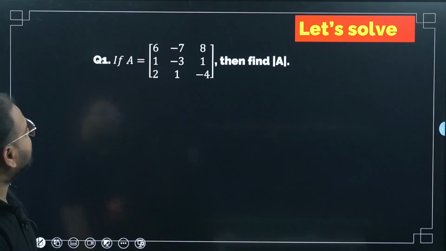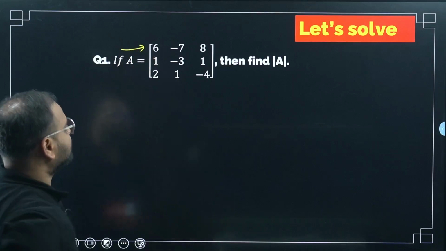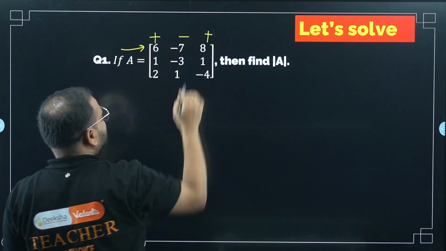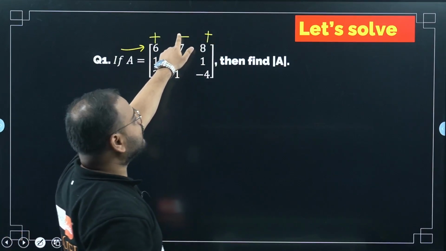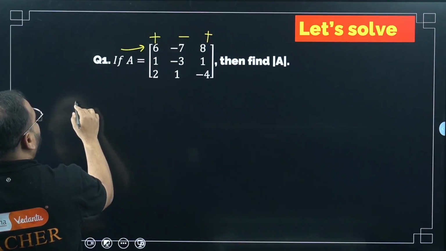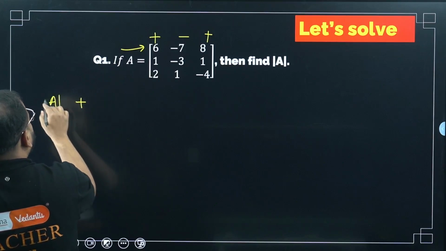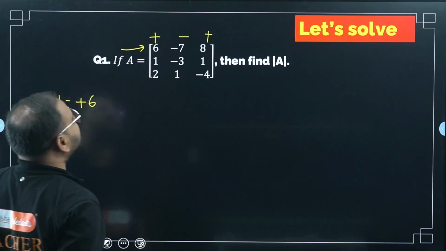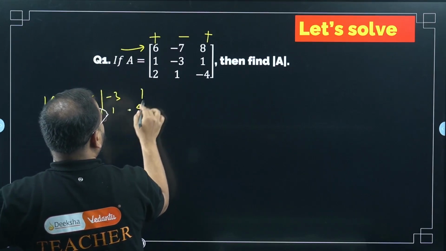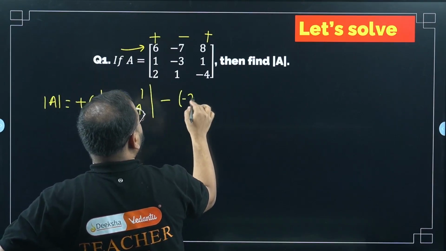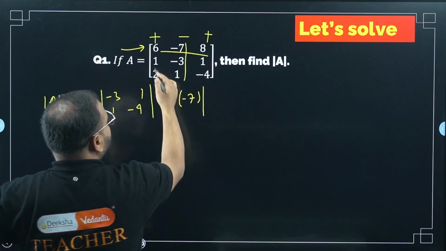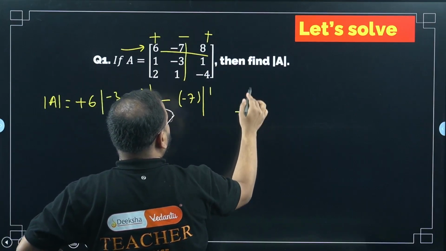If I'm doing across row 1 only, how will I do? First one is plus, this is minus, this is plus. A11 is positive, A12 negative, A13, 1 plus 3 is positive, so I am taking like that. So the determinant of A will be given by plus 6 times, you don't have to write plus, minus 3, 1, 1, minus 4. Next will be minus of minus 7. If I take this case, I am cancelling this and this. What is left now? 1 minus 4 and 1 2.